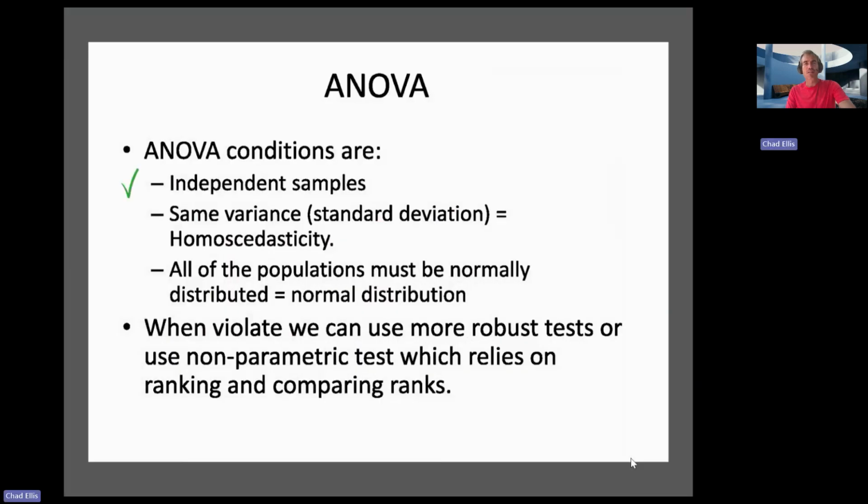Some more conditions or assumptions that we need to fulfill for ANOVA are that our samples are independent from one another, right? There's no overlap of the data between them. Same variance, right? Homoscedasticity. And then that the populations are adequately normally distributed. When we violate one or more of these assumptions, typically you cannot adequately use an ANOVA test, and you have to go with the non-parametric version.